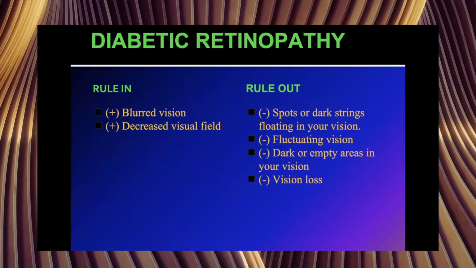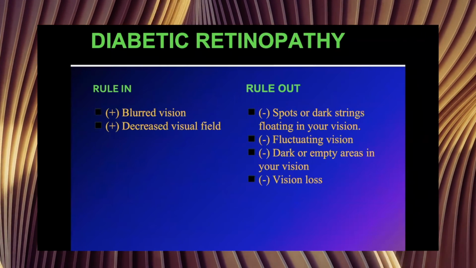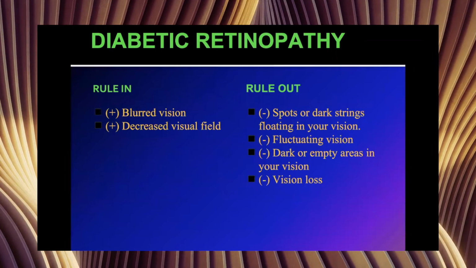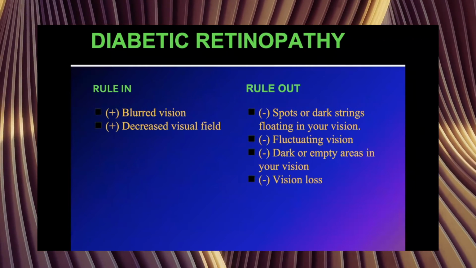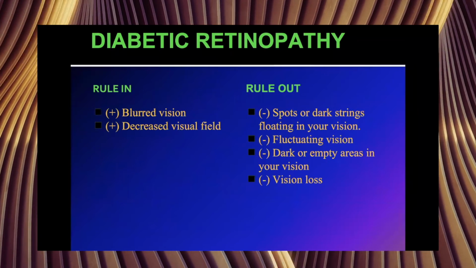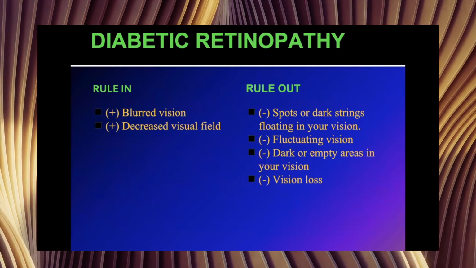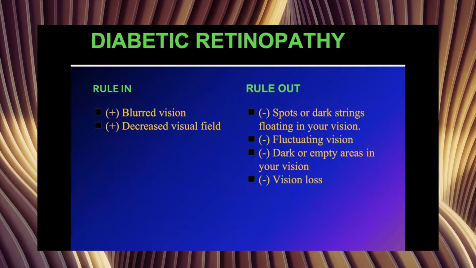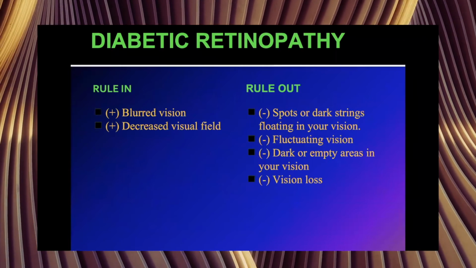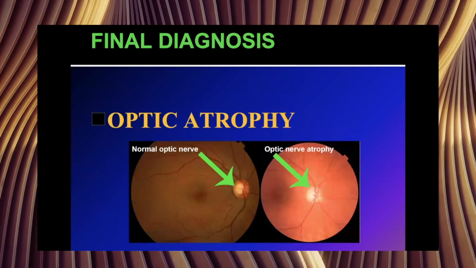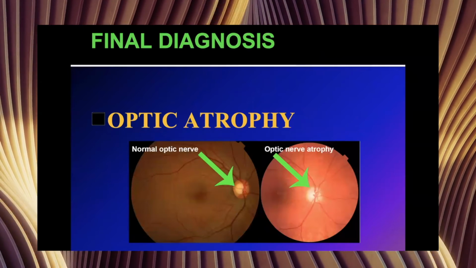And now, going to rulings and rule-outs. The rulings are, there is blurred vision and decreased visual field in our patient. And the rule-outs for this condition are, there are no spots or dark strings floating in the vision of the patient, and there is no fluctuating vision, and there is no dark or empty areas in the vision, and there was no complete vision loss in the patient. So after this all, the final diagnosis is optic atrophy.